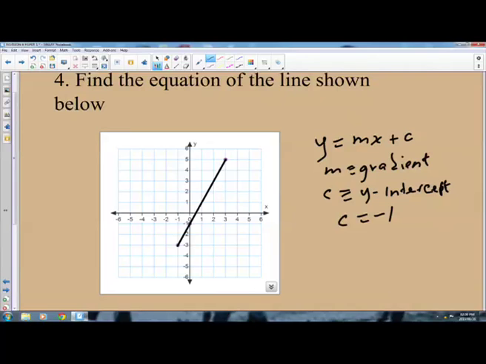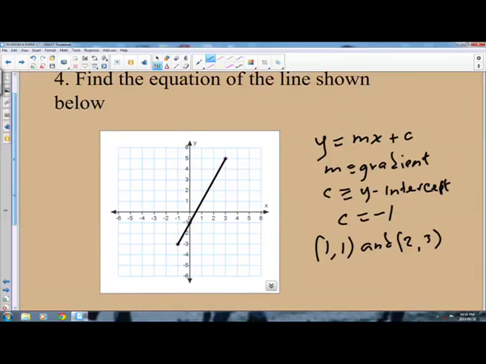You simply pick 2 points along the line and then calculate the gradient. So here we can pick the point 1, 1 because the point 1, 1 is along this line. The other point lying along this line is 2, 3. All that you need to do is to pick 2 points along the line. So the first point is 1, 1, and then the other point is 2, 3. Then we can calculate the gradient.